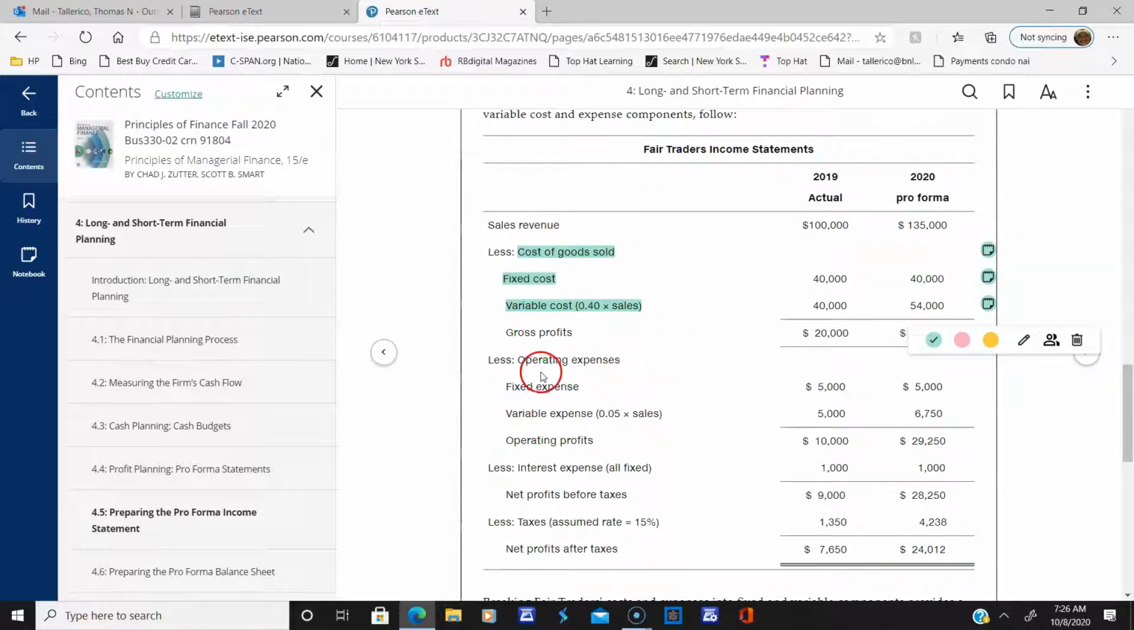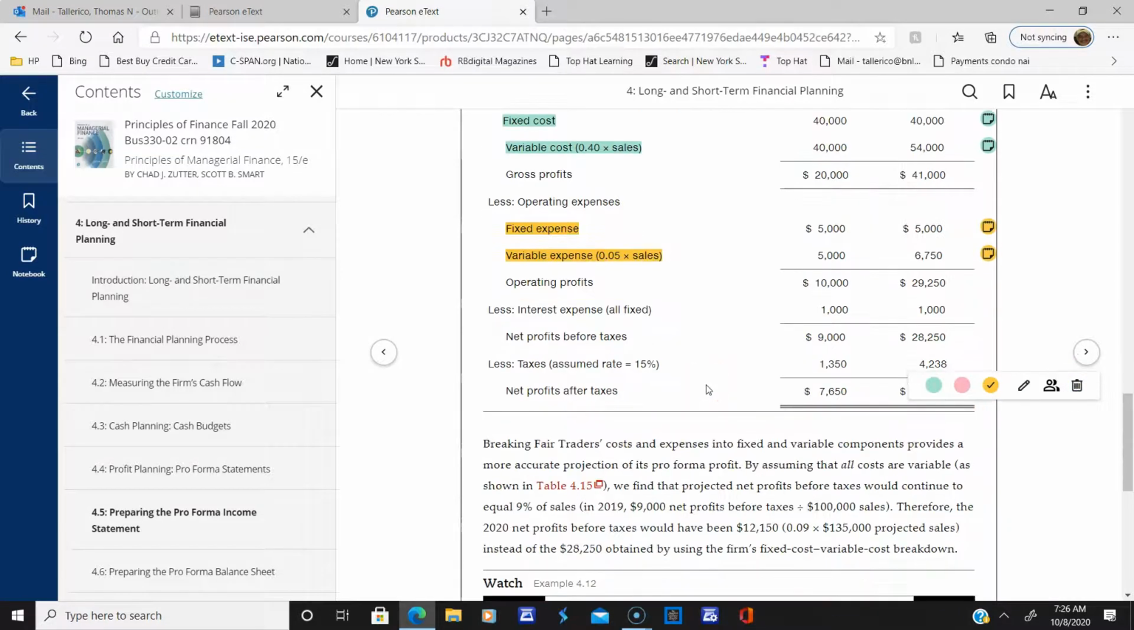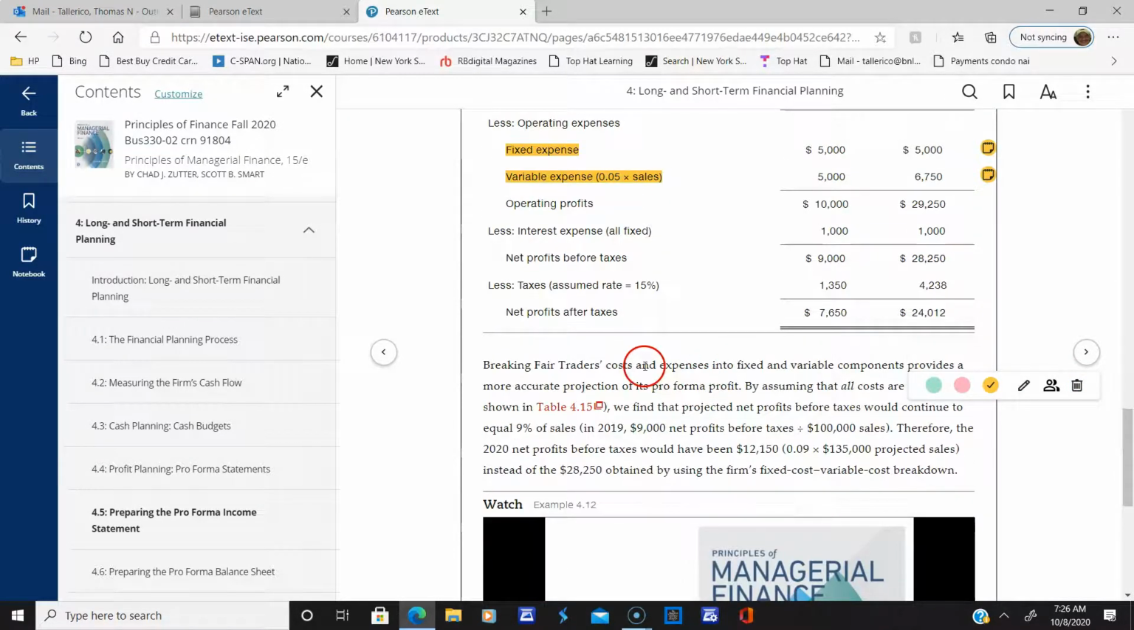And so look at your operating expenses here. Again, there's a variable cost and a fixed cost, okay? And here's the fixed cost. Okay, so in this example, now the net profit after taxes are these numbers based on the fact that you got fixed and variable costs. Okay?